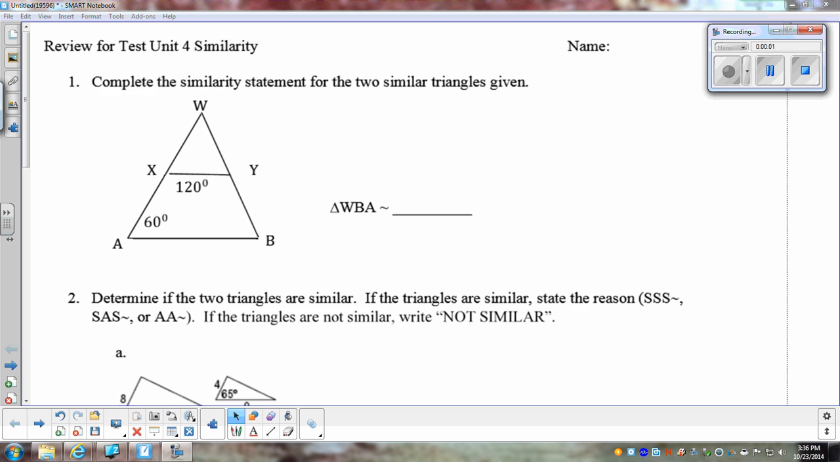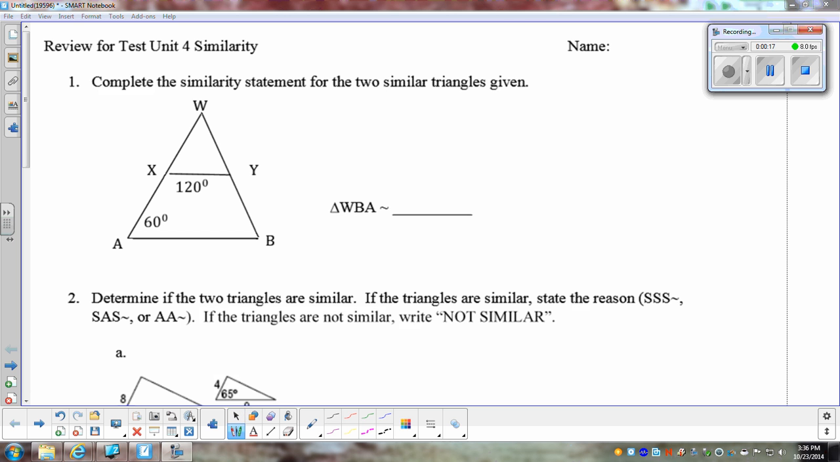All right, this is the review for test unit 4, similarity. So hopefully you have your packet out so that you can follow along and figure out anything that you have problems with. For number 1, I want to complete the similarity statement for the two similar triangles given.